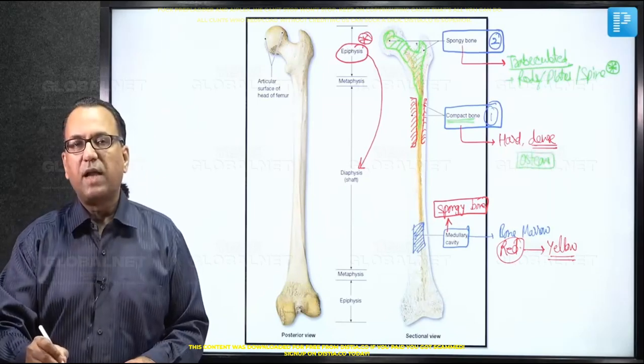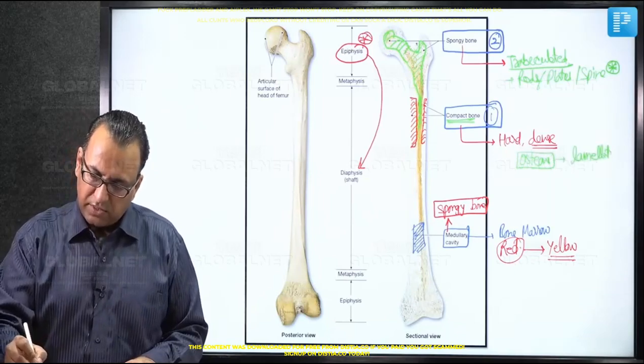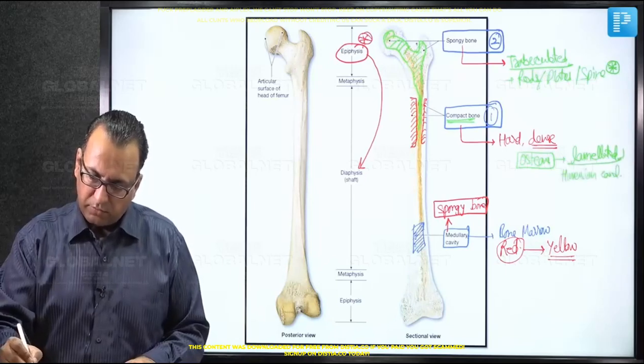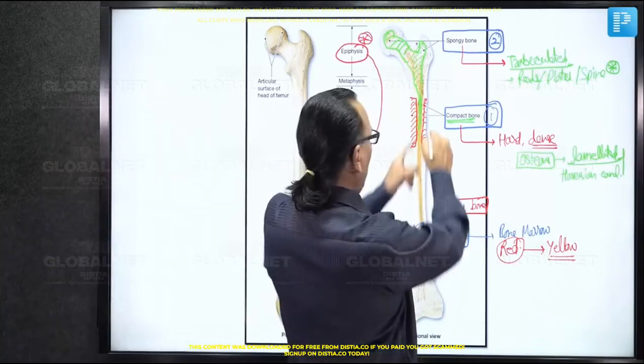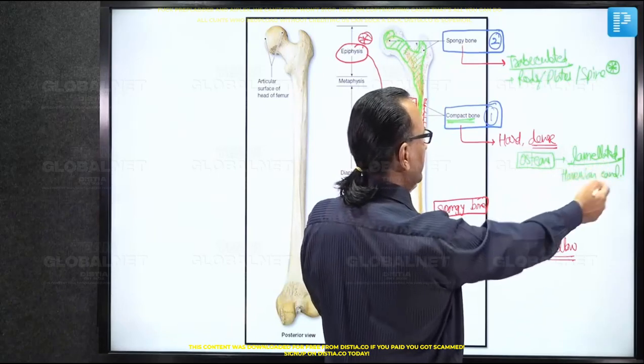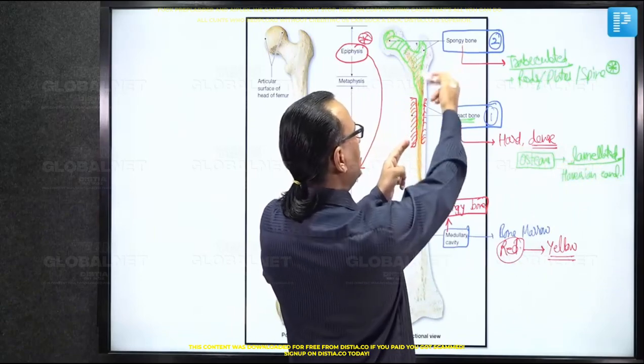It is a laminated structure around the canal which is called the Haversian canal. So we'll be looking at the structure, but when we are talking about the compact bone, it will have the osteons with some laminations and the Haversian canal. This osteon arrangement is absent in the spongy bone.